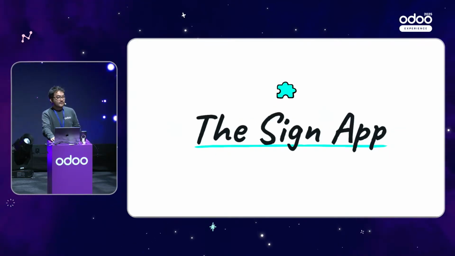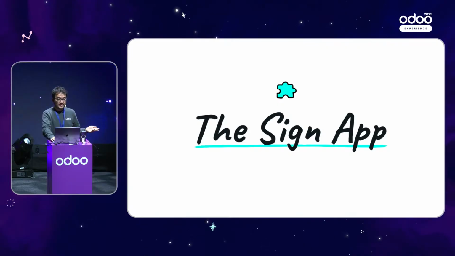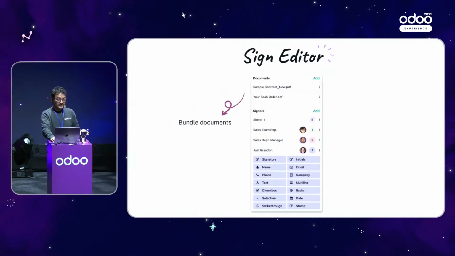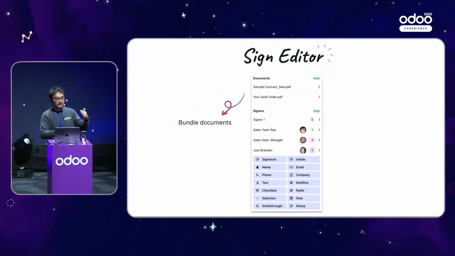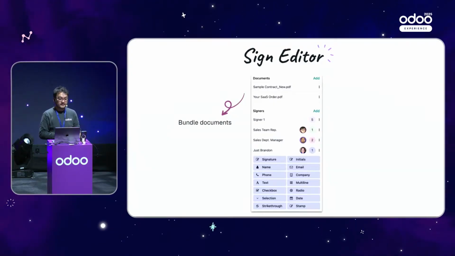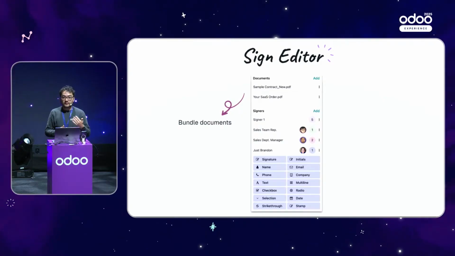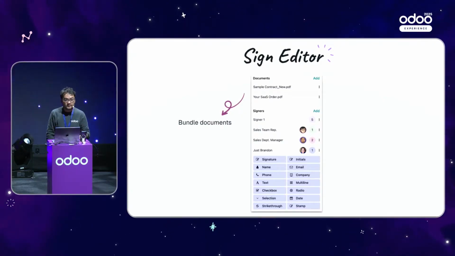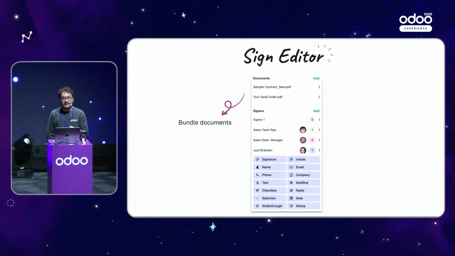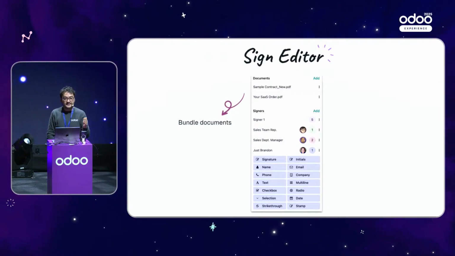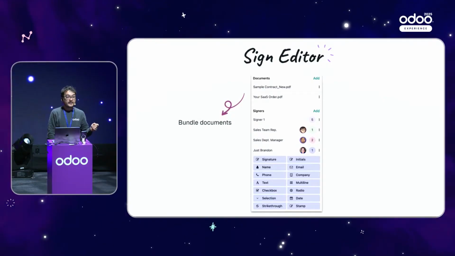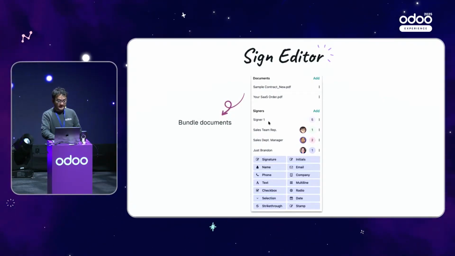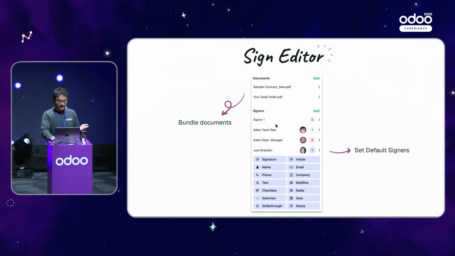In the Sign app, we've also added a ton of new small improvements everywhere that just make your life easier. For example, in the editor, you're now able to group multiple documents that need to be signed into a single sign request. So if you're onboarding a new hire, you don't need to send him his employment contract and then an NDA and then some other files that he needs to sign in separate requests. It can all be bundled in a single request. And all you need to do is then add the signers.